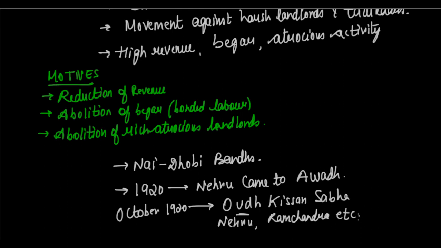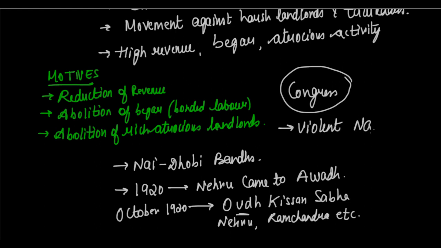Now, in 1921, when the non-cooperation movement actually started, the Congress wanted to integrate the Awadh movement into the national movement, because the Awadh movement could become very powerful if it was integrated into the national movement. So they wanted to integrate the Awadh movement into the whole national movement. But Congress leaders later became apprehensive of this because of the violent nature of the movement. So basically what happened was, the Awadh movement turned violent.